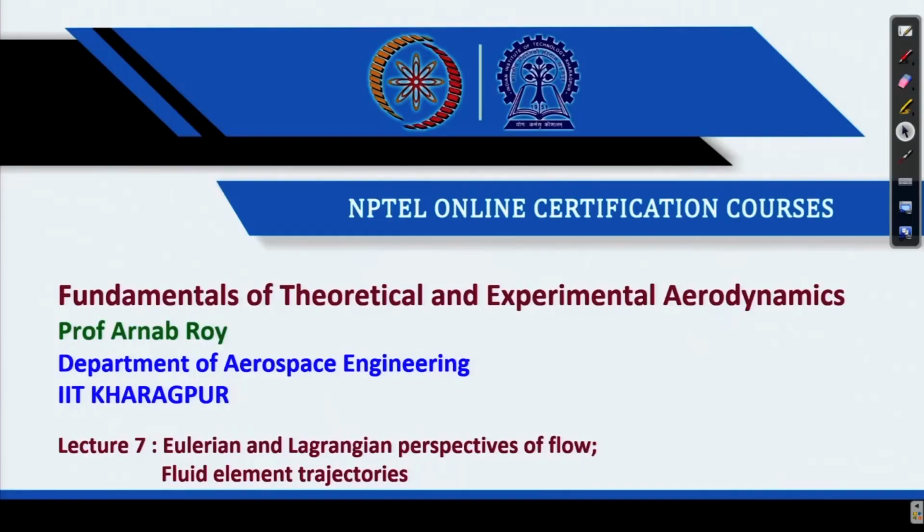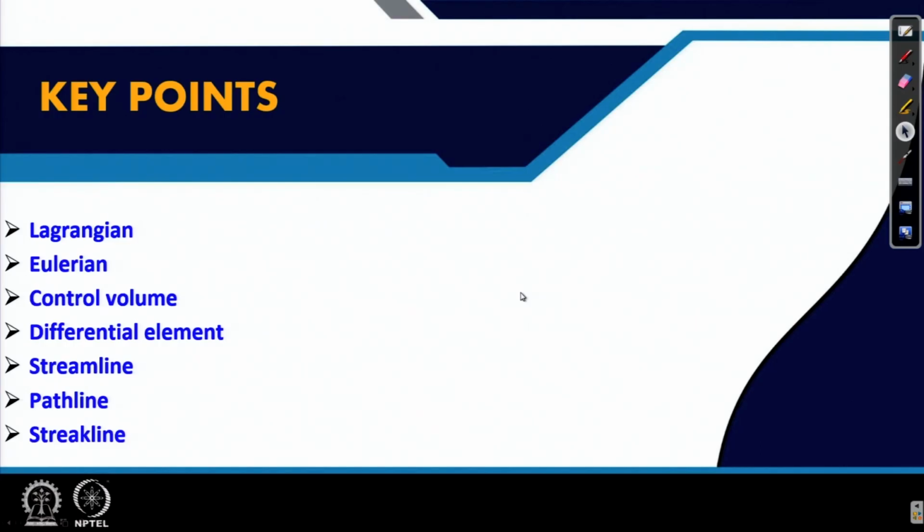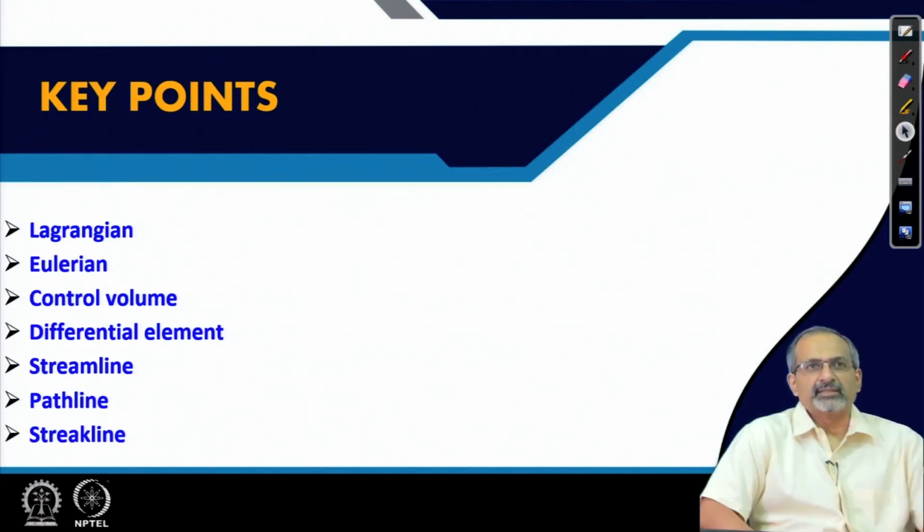In this lecture, we will discuss the Lagrangian and the Eulerian perspectives of flow, and we will also look at the fluid element trajectories. The concepts that would be covered include the two different perspectives of flow analysis. We would talk about a few techniques for analyzing fluid flows, and we will also discuss fluid element trajectories including streamlines, path lines and streak lines. And here are the key points for this lecture.